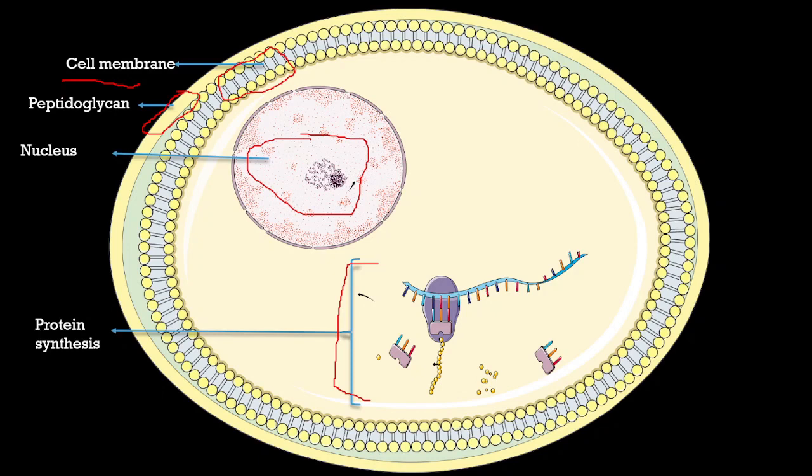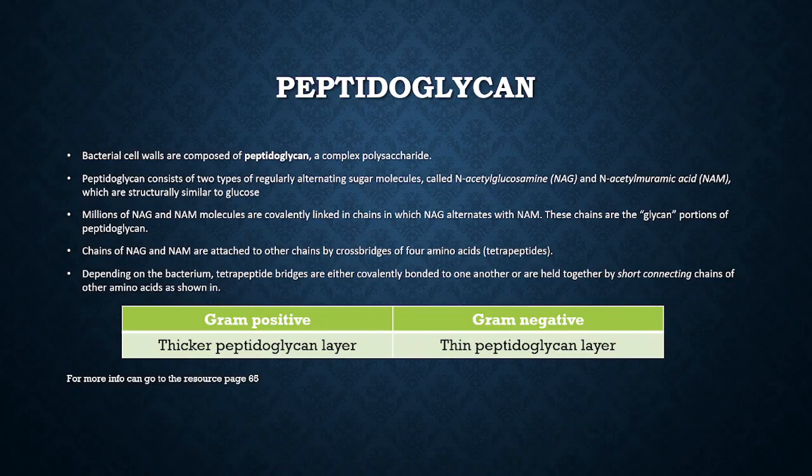First, I mentioned the peptidoglycan, so I want to talk about the peptidoglycan itself. What it is, is complex polysaccharides, and it consists of two types of sugars, a NAG and a NAM sugar. Their structure is very similar to glucose. So the peptidoglycan layer is complex polysaccharides that consist of NAG and NAM sugars.